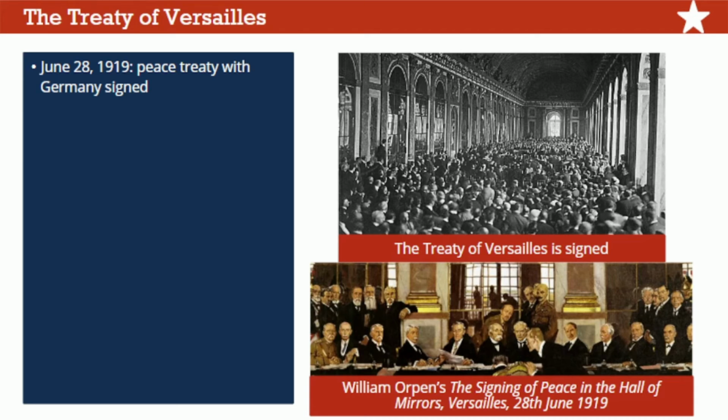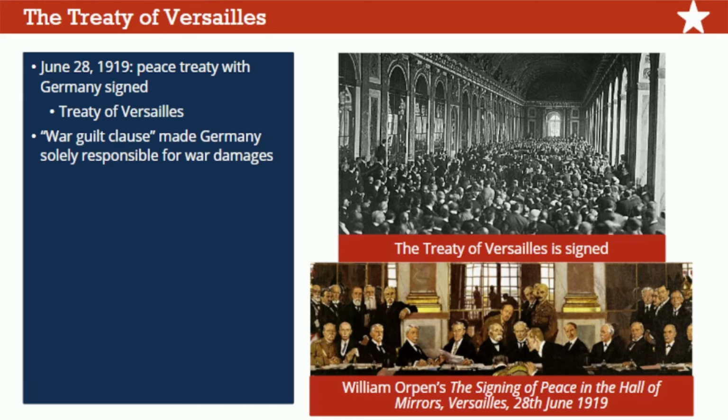The final list of terms the Allies decided on is called the Treaty of Versailles. The treaty was designed to punish Germany in the way that France and Britain had desired. A war guilt clause said that Germany was solely responsible for the losses and damages caused by the entire war.